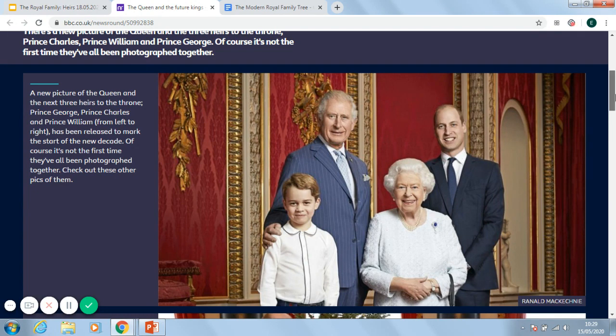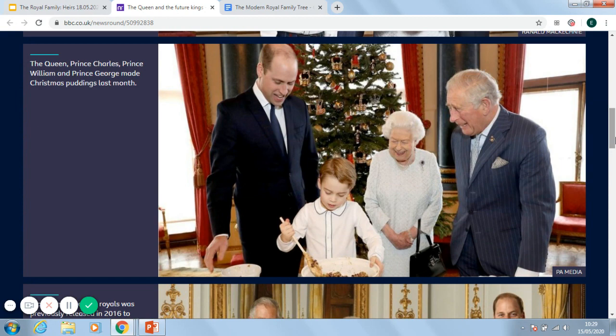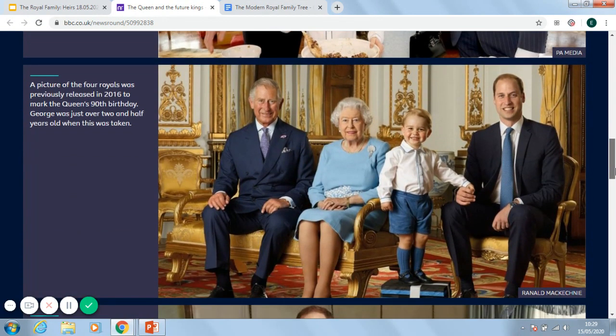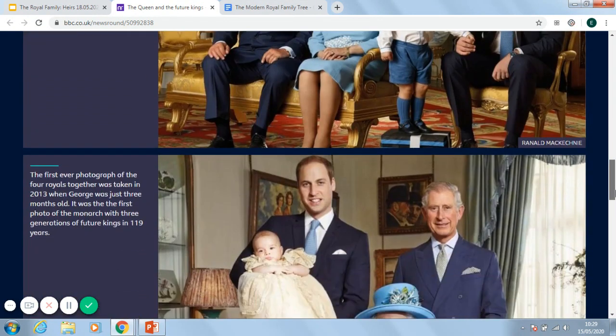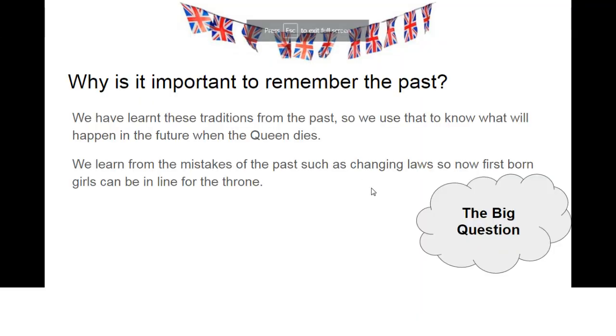We scroll down, there's a few more lovely pictures of them all together as well at Christmas. And here, when George was just 3 months old. That's the first photo of the 4 of them ever. So they don't have any of their brothers or sisters in the pictures, or their husbands or wives. These are just the people who in the future will be our kings and queens.